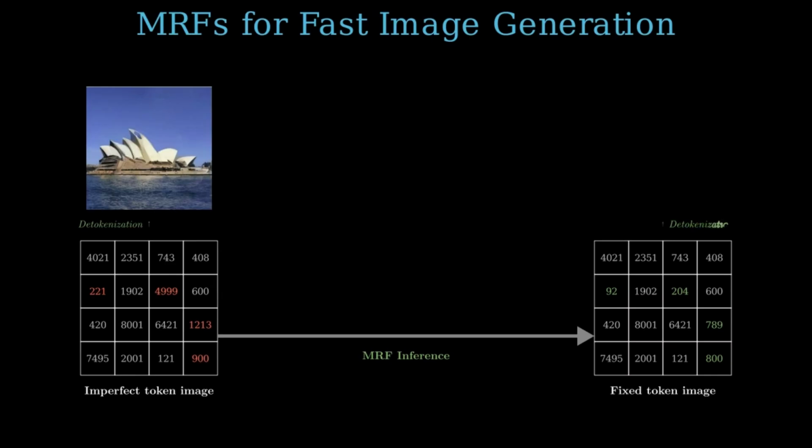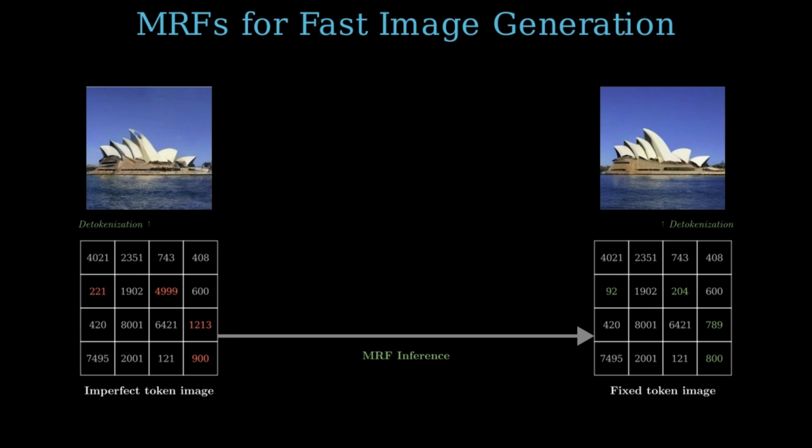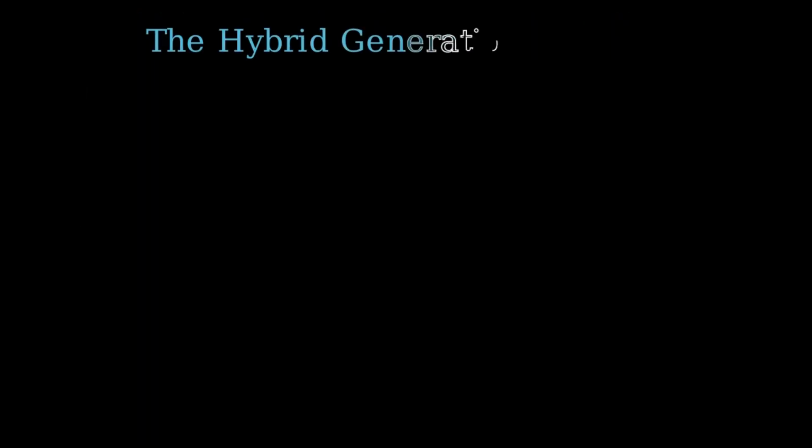However, when this grid passes through the MRF inference layer, combining both spatial and label compatibilities, the magic happens. The MRF identifies the anomalies, forcing token 4,999 to become 204, and 1,213 to become 789. Once this newly refreshed green matrix is decoded, it yields a sharp, perfectly coherent image of the Opera House. Building upon this superior error correction mechanism, we propose the hybrid generation pipeline.